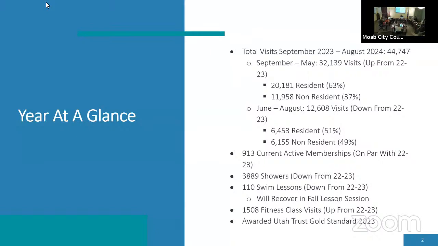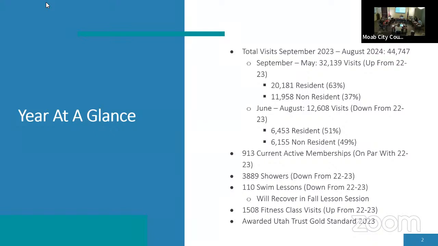In terms of the numbers year over year, the visits themselves overall were about stagnant. We actually saw an increase in visits from September to May and a decrease in the summer months. And looking at those resident versus non-resident numbers, it's primarily non-residents that we're losing in the summer months. We've seen less tourist traffic at the MREC. We can also see that reflected in our shower numbers, which are also down from the 2022 to 23 fiscal year. But we currently have 913 active memberships.